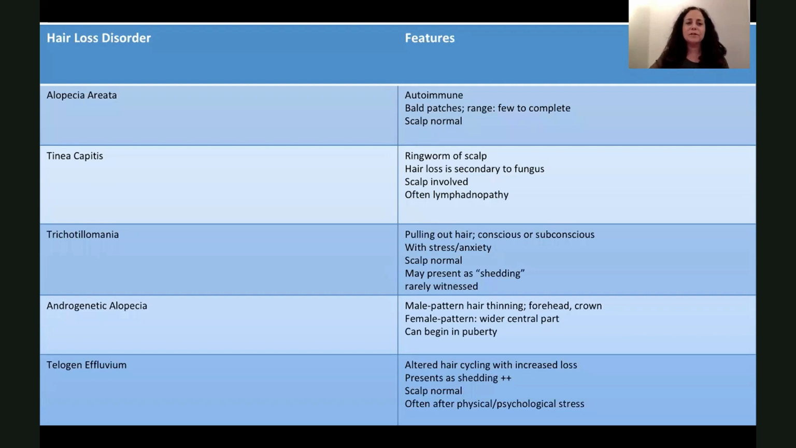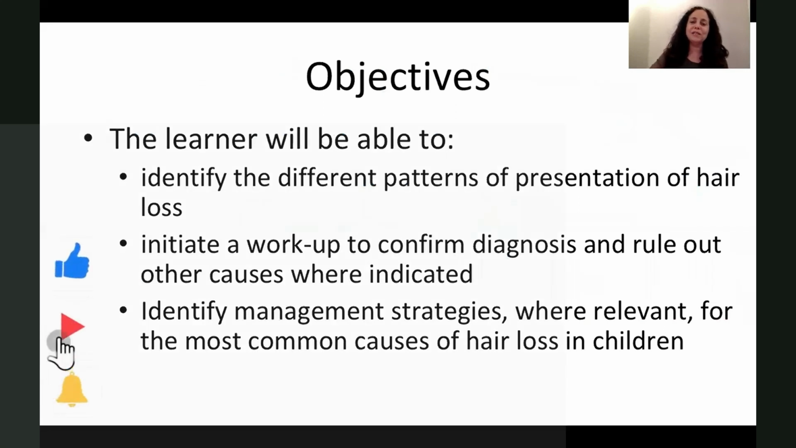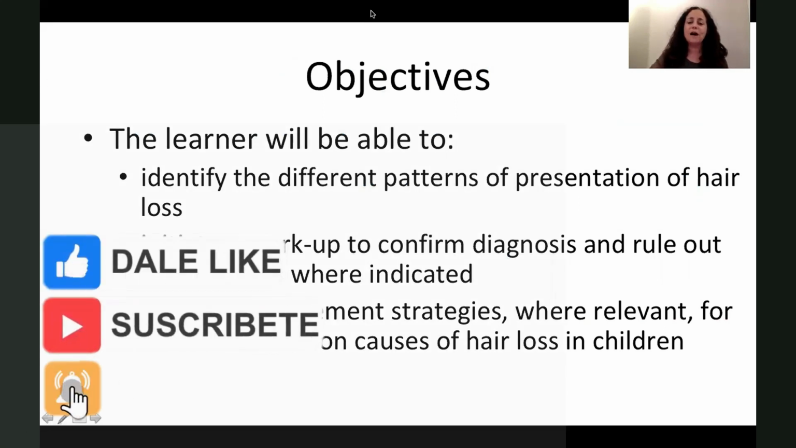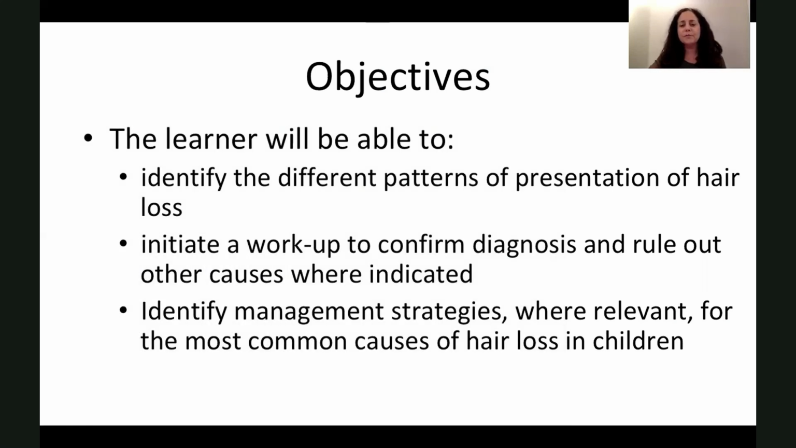And here's one more chart that might be helpful. It's looking at the 5 most common causes of hair loss disorders in children that we've just talked about, and then some of the key features that can help confirm those diagnoses and help you sort them out from one another. So hopefully now at the end, you'll be able to identify the different patterns of and presentations of hair loss in children, be able to initiate a workup to confirm diagnosis and rule out similar looking lesions where indicated, and identify management strategies where relevant for children for the most common causes of hair loss in children.